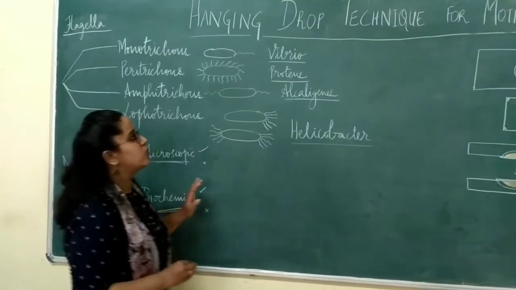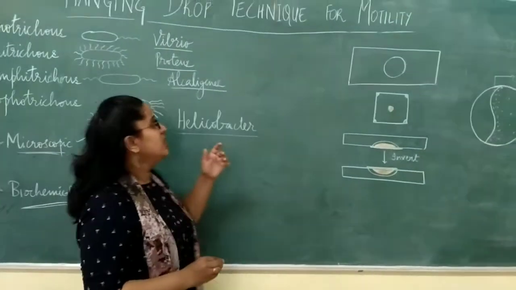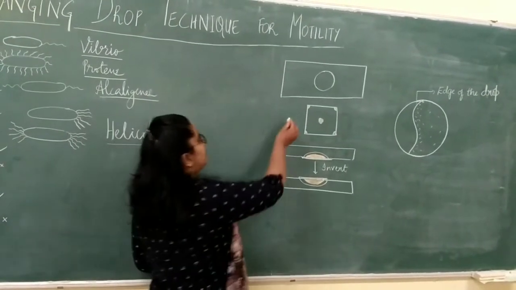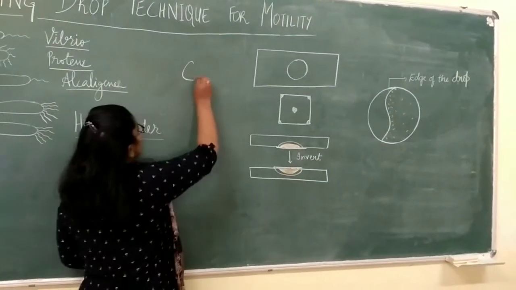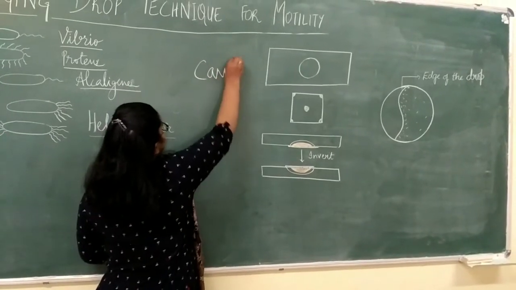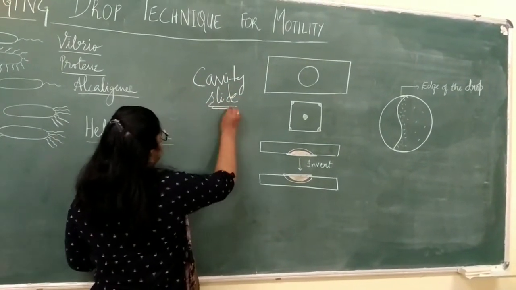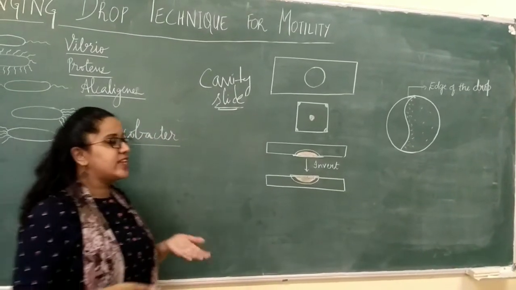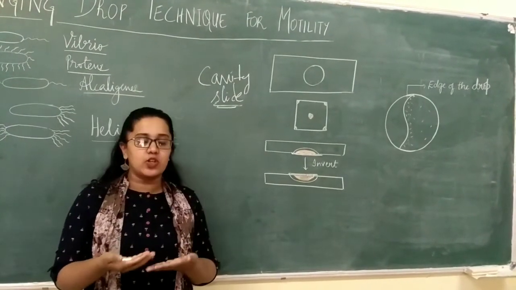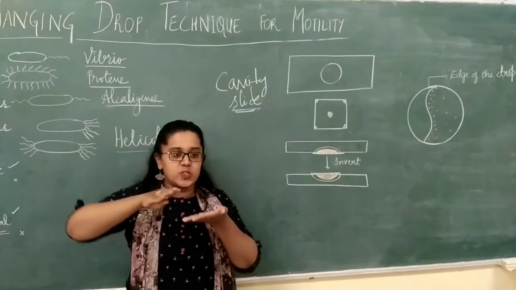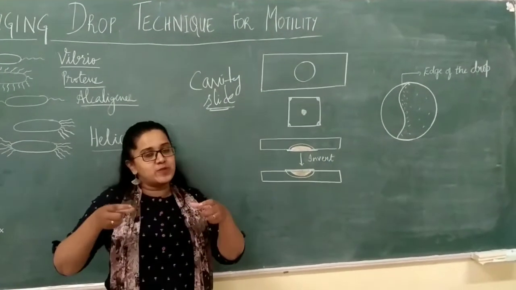Now, moving on to the experiment. The protocol is very simple. You will take a special type of slide which is referred to as a cavity slide. So what is a cavity slide? A cavity slide is very similar to your regular slide, except that there is a small concave cavity present on the top surface of the slide.